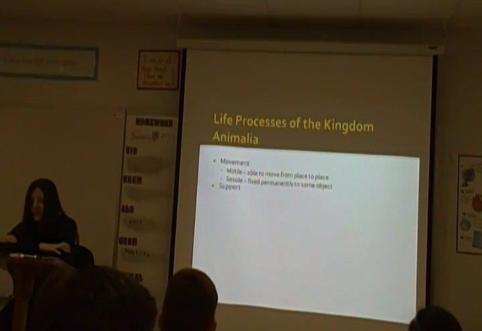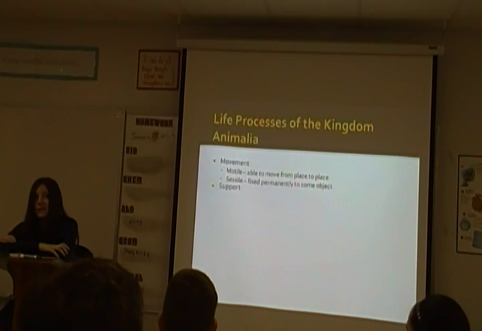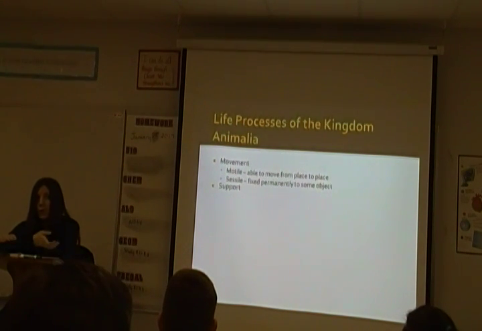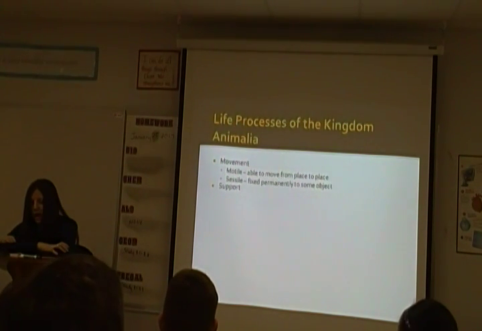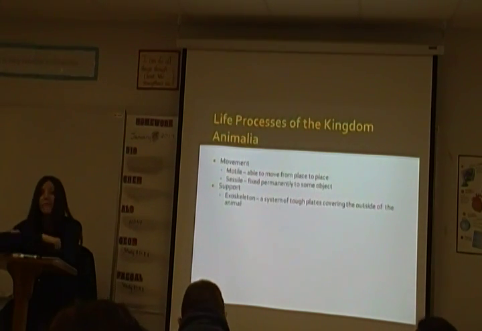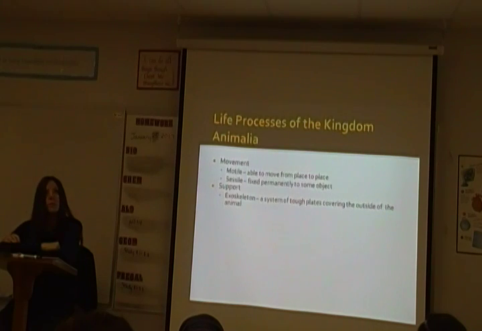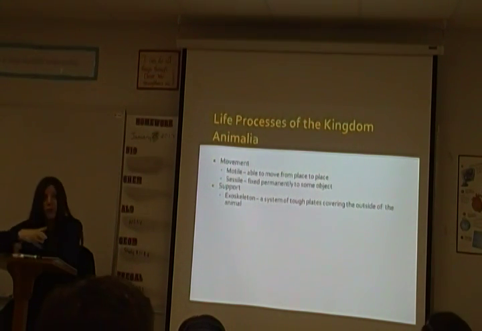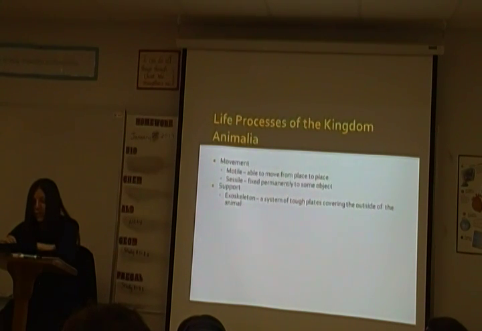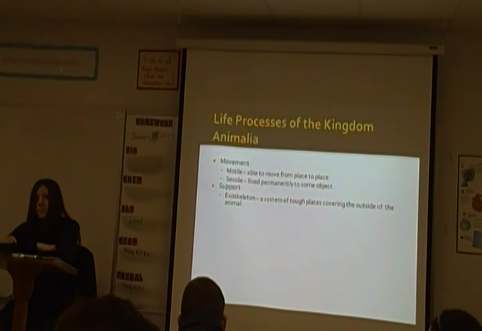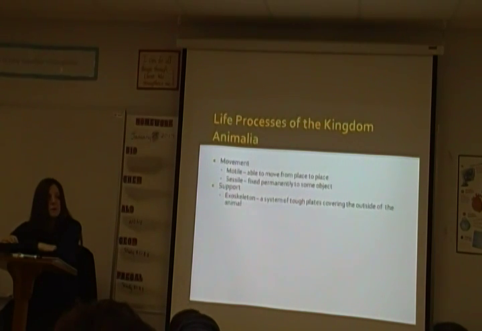Support. Some animals are very small, so they don't require any support, like some worm animals that we will be discussing in this chapter. Larger animals, though, do have a means of support. They either will have an exoskeleton, which means that it is on the outside, right? Usually it's like armor, tough plates covering the outside of the animal. Insects, lobster, crayfish, the arthropods have that exoskeleton.